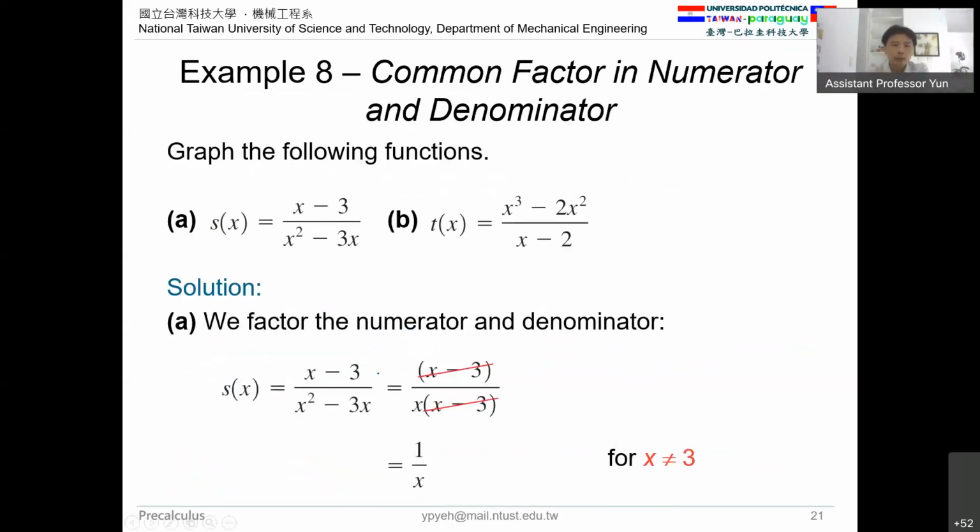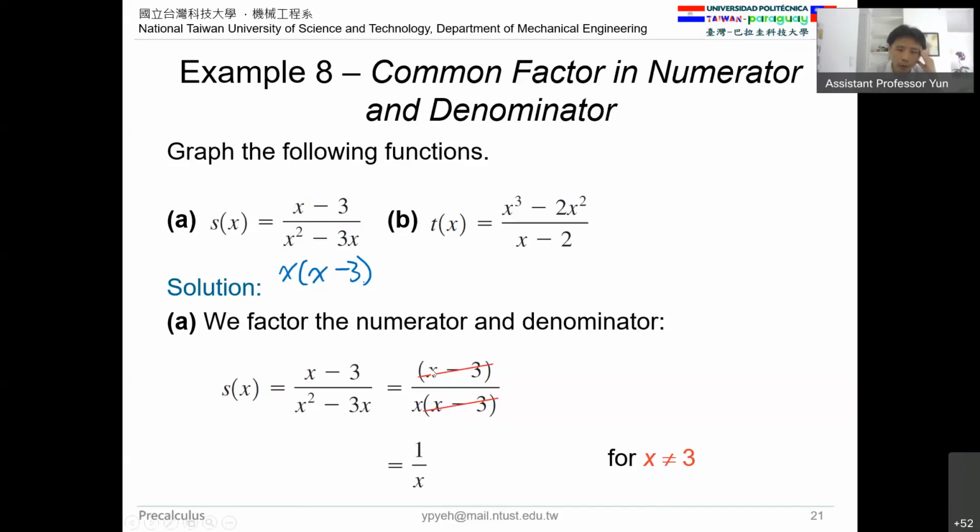So we can directly give some practical examples of these common factors. For example, if we have the rational function s of x equals x minus 3 divided by x squared minus 3x. From this term, you can see that in the denominator, we can factor out the x, which will be equal to x times x minus 3. In this case, you can see that the numerator and the denominator have the common factor of x minus 3.